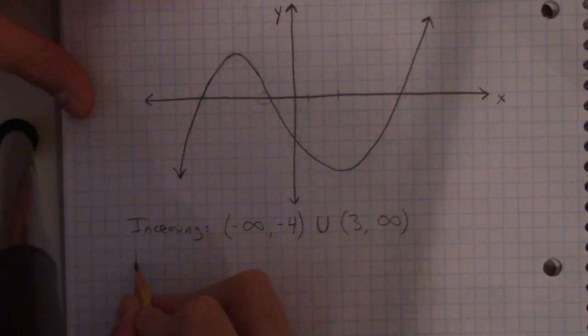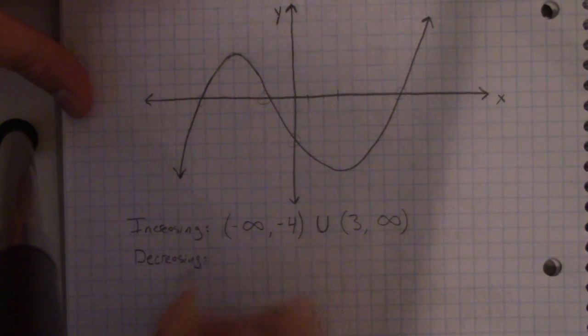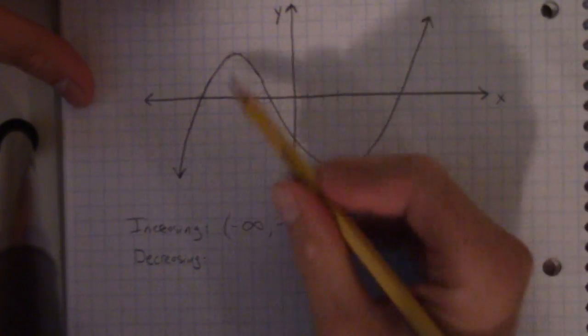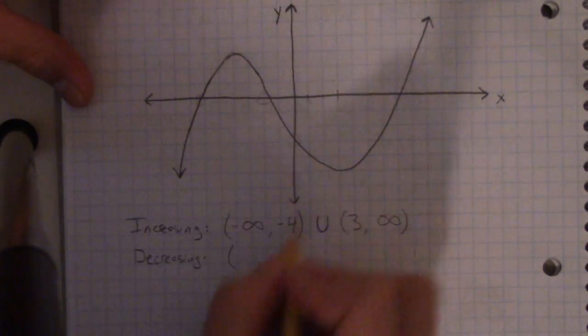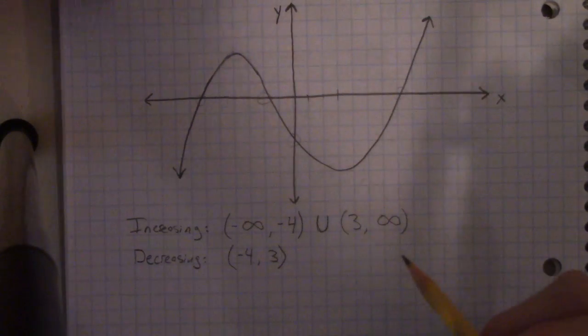So let's continue on. We need to tell our partner when it's decreasing. So when is it decreasing? Well, it looks like it's increasing here and increasing here. So in the middle, it's decreasing. So it would be decreasing from, well, right in between, right? So negative 4 to 3 is where it's decreasing. The graph is certainly decreasing.